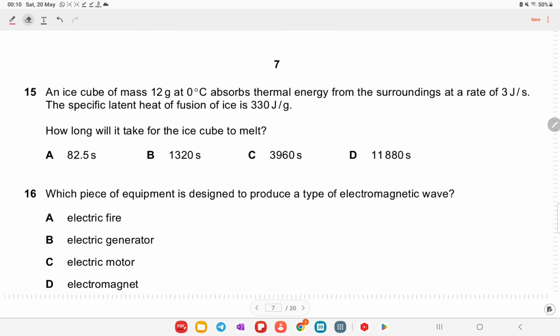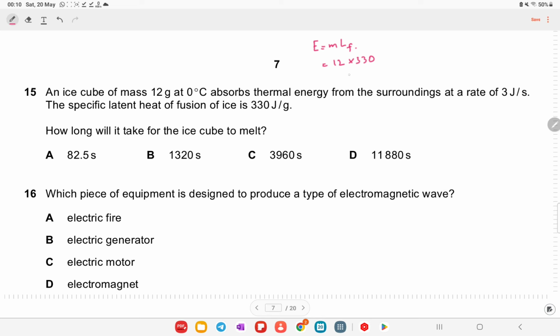An ice cube of mass 12 grams at 0 degrees Celsius absorbs thermal energy from the surrounding at a rate of 3 joules per second. The specific latent heat of fusion of ice is 330. How long will it take for the ice cube to melt? For this question you have to apply this formula, which is E or Q equals M L_F. M is the mass, which is 12 grams, and L_F is the latent heat of fusion, which is 330.